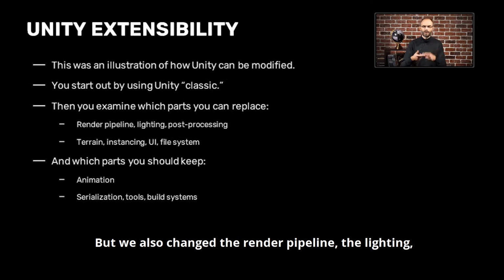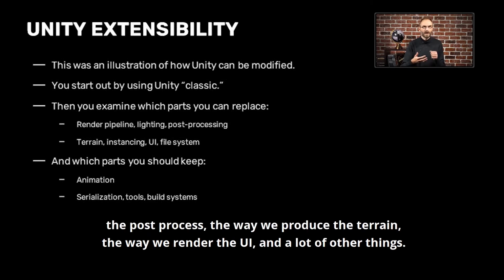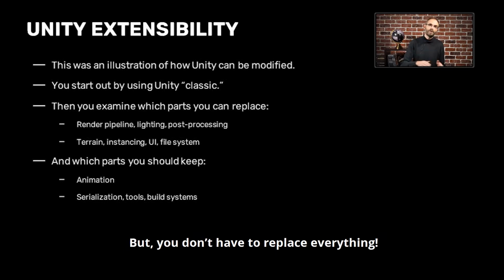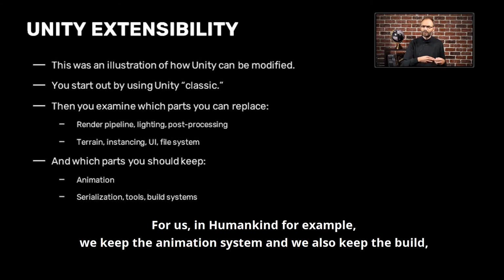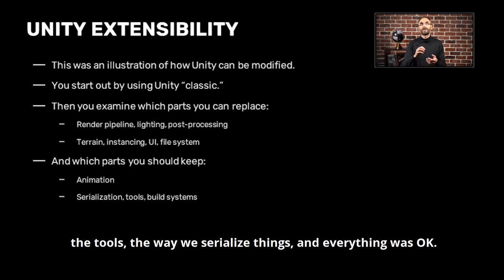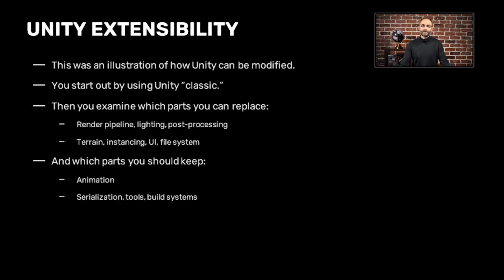But we also changed the render pipeline, the lighting, the post-process, the way we produce the terrain, the water renders, the UI, and a lot of other things. But you don't have to replace everything. You can just keep what works. For us, in Humankind, for example, we kept the animation system, and we also kept the build, the tools, the way we serialize things, and it was everything okay.